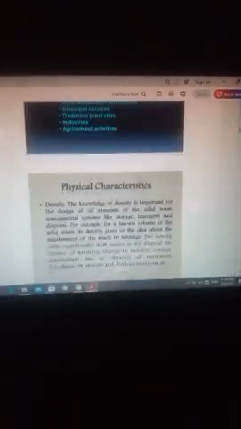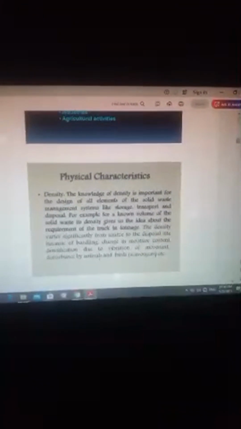Let's talk about the physical characteristics. Density. The knowledge of density is important for the design of all elements of the solid waste management system like storage, transport, and disposal. For example, for a known volume of solid waste, its density gives the weight of waste a truck can carry in tonnage. The density varies significantly from source to the disposal site because of handling, change in moisture content, disinfection due to vibration and movement, disturbance by animals and birds, etc.